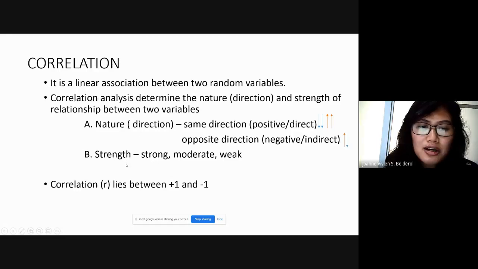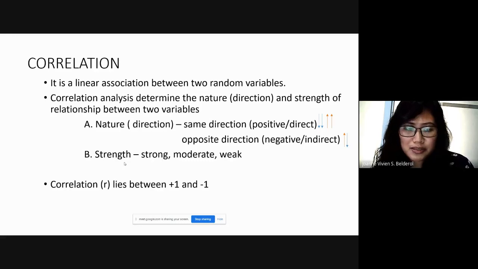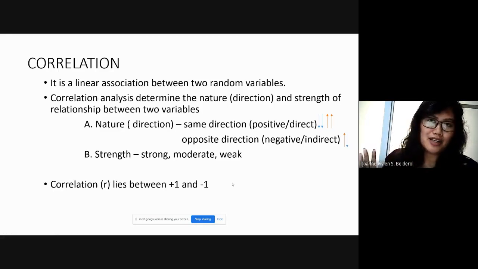And then we also talk about strength. Is the relationship strong, moderate, or weak? So when you interpret later on, you need to state the direction and the strength of the relationship. Next, when we compute the correlation, denoted as R, the value always lies between positive 1 and negative 1. If it exceeds positive 1 or negative 1, that means something is wrong with your computation. So it must be between positive 1 and negative 1.